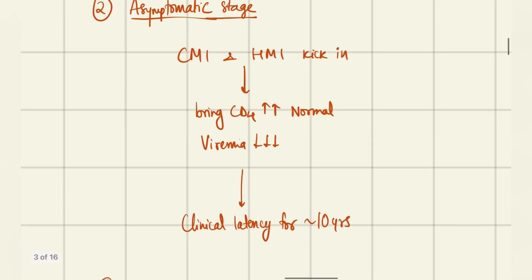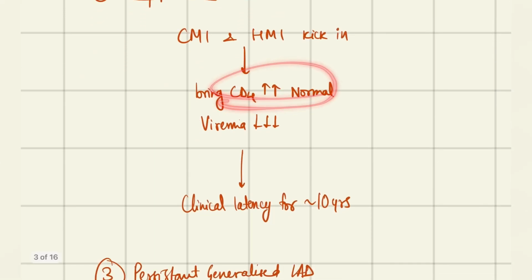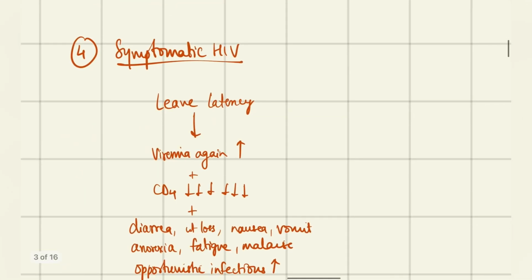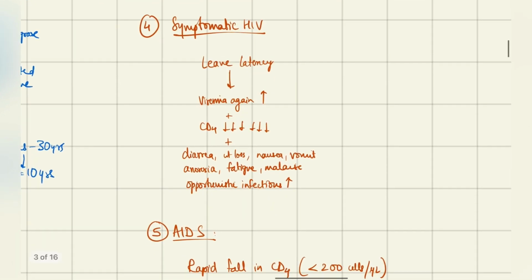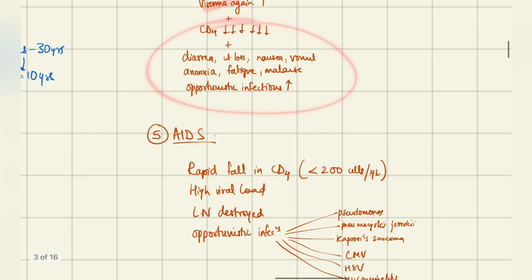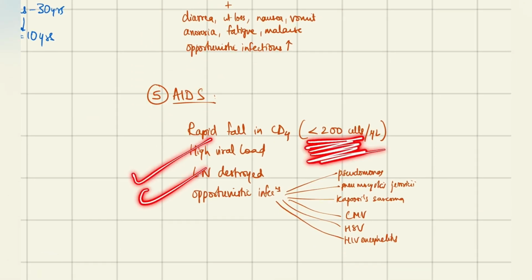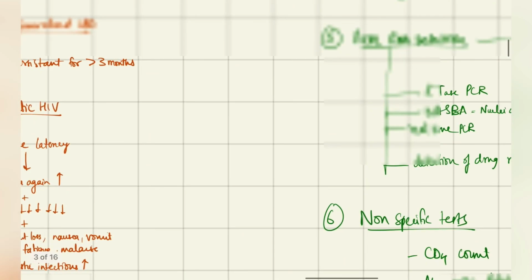CMI and humoral immunity bring back the CD4 count, decrease the viremia and latency. Then it comes out of latency when there is persistent lymphadenopathy for more than 3 months. Symptomatic HIV: viremia occurs again and we see all these symptoms. And then finally AIDS occurs when the CD4 count decreases below 200. There is high viral load, lymph nodes destroyed and opportunistic infections.